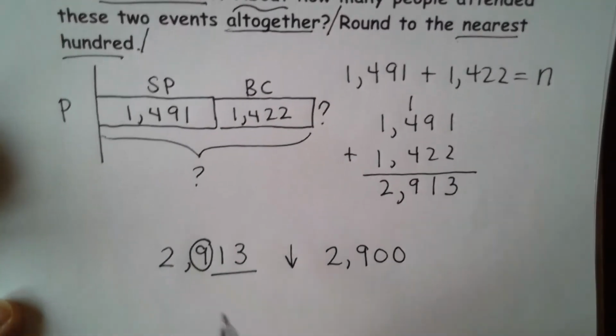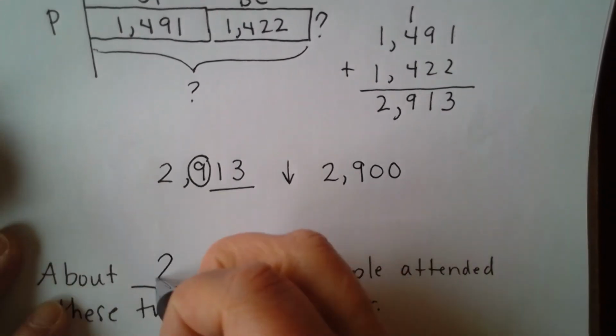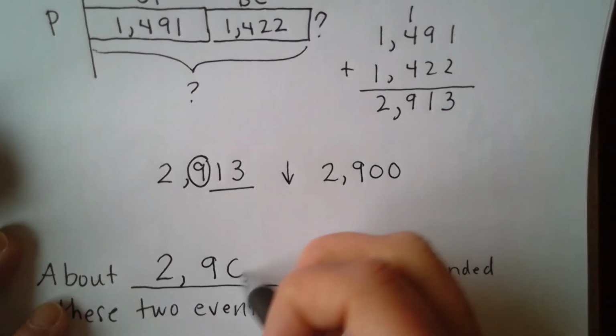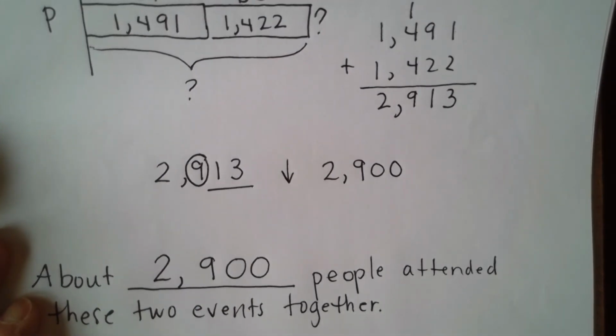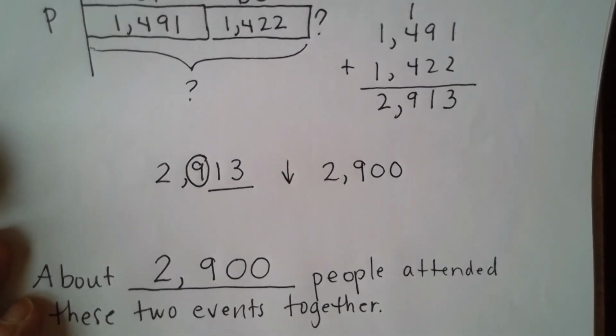2,900. So then I'm going to fill in my answer statement. About 2,900 people attended these two events together. Check.